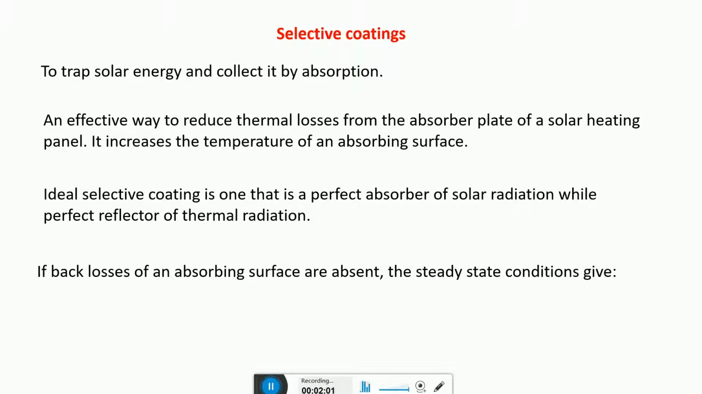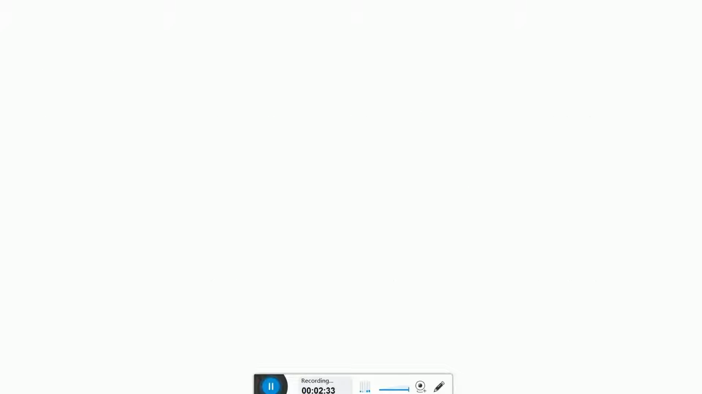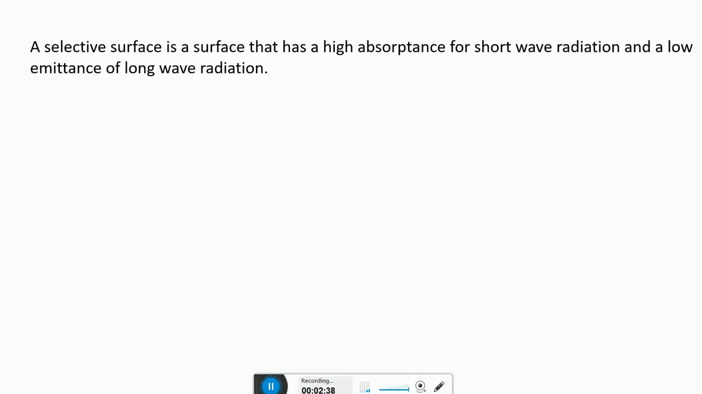Such a coating will make a surface a poor emitter of thermal radiation, hence a selective coating increases the temperature of an absorbing surface. If back losses of an absorbing surface are absent, then the steady state conditions give solar flux absorbed is equal to thermal flux emitted. The absorptance and emittance of radiation at a given wavelength are equal.